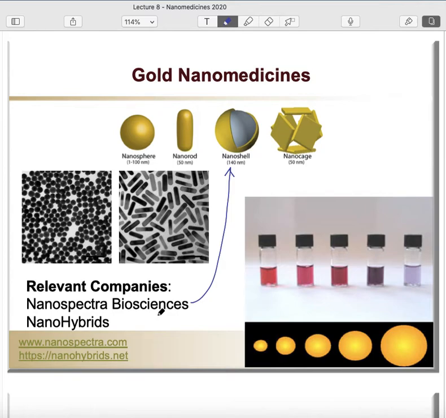Nanospectra Biosciences came out of the work of two or three female researchers at Rice University. Right now I can remember two of the names, who are Naomi Halas and Jennifer West. Jennifer West is no longer at Rice University. Last time I checked, she was at Duke University now, but the company remains in Houston.